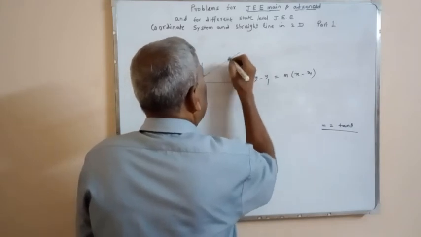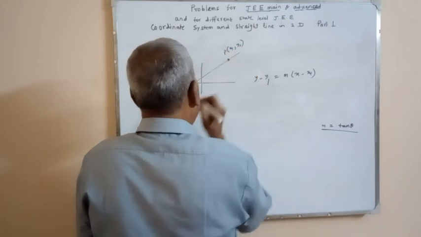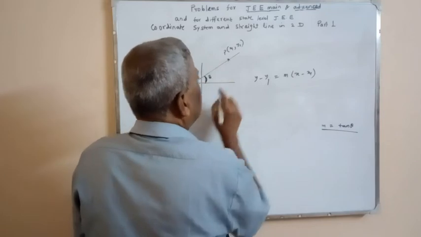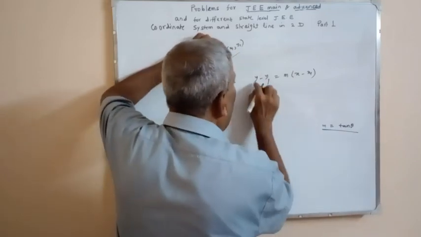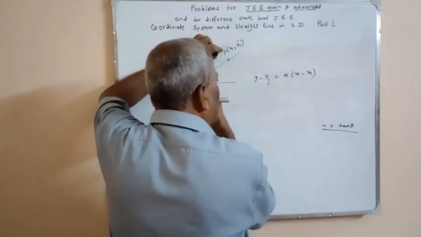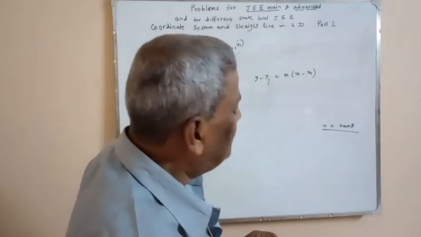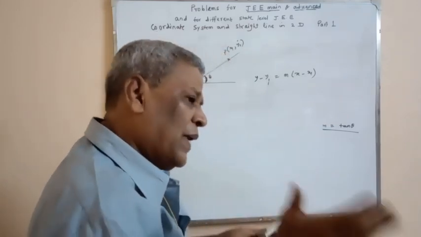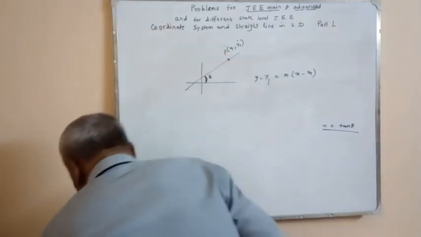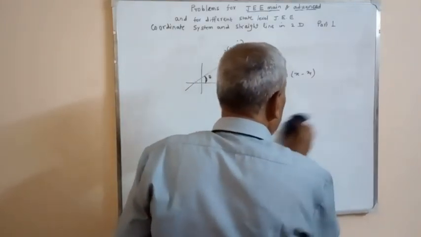Suppose this point P is x1, y1, and it makes an angle theta with x-axis. Then its equation is y minus y1 is equal to m, m means tan theta, into x minus x1. Or otherwise we can obtain m. Anyway, these are two very important formula.